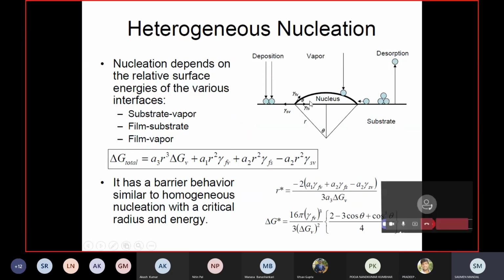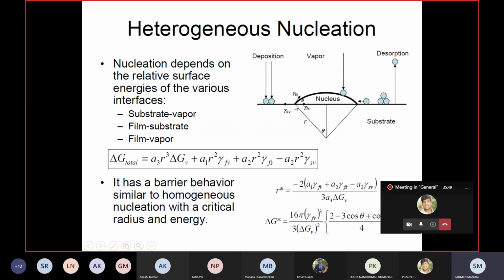This is actually where nuclei form on the surface. And how the atoms are coming: this is an embryo, and then this is a stable nuclei. You see the atoms are coming continuously. Now this is the film, this is the substrate, and this is the vapor.